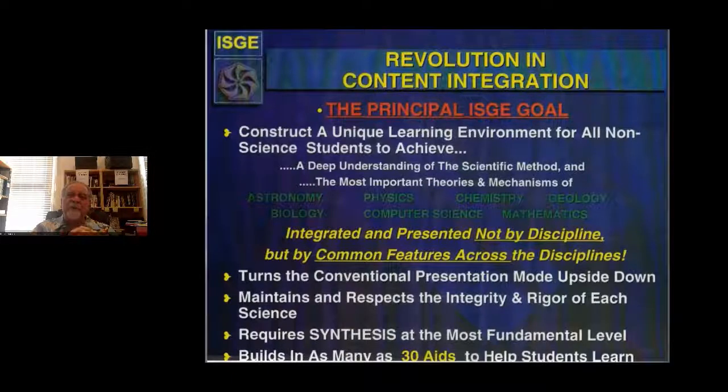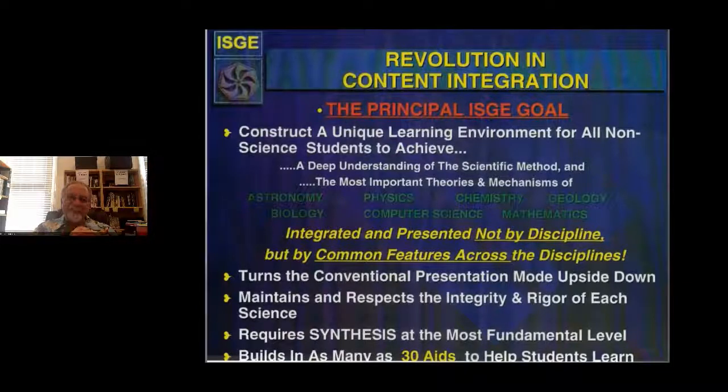So its principal goal is to construct a unique learning environment through computer-assisted instruction for all non-science students to achieve a deep understanding of the scientific method and the most important theories and mechanisms of astronomy, physics, chemistry, geology, biology, computer science, and mathematics. So that includes the physical sciences, the living sciences, and what you might call the symbolic sciences. Integrated and presented not by discipline, but by common features across the disciplines. That's what we term isomorphies and learning themes, so we don't scare away the non-systems people.